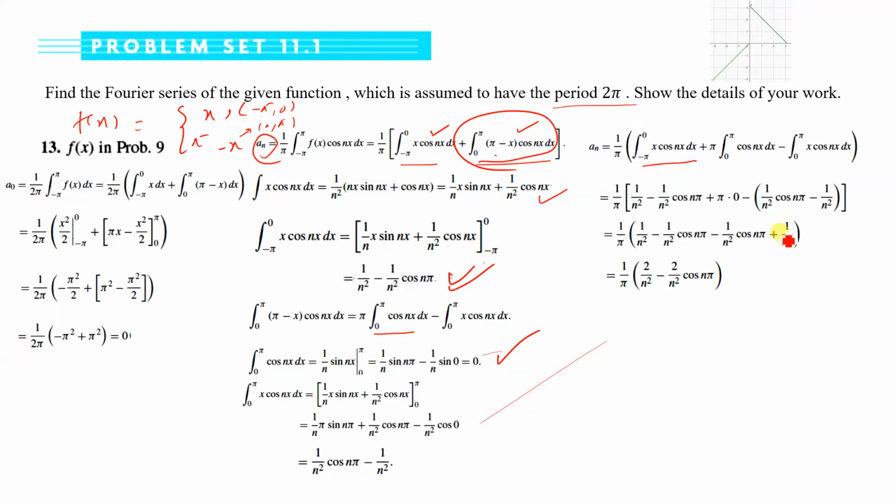is 0, so we are left with 1 over n square plus 1 over n square, which becomes 2 over n square, and negative 1 over n square cos n pi becomes minus 2 over n square cos n pi. So let's factor 2 out. We have 2 over pi, and factoring 1 over n square out, we have 2 over pi n square times 1 minus cos of n pi, and cos of n pi is minus 1, as we have already discussed. Cos of n pi is equal to minus 1 when n is odd, and equal to 1 when n is even.